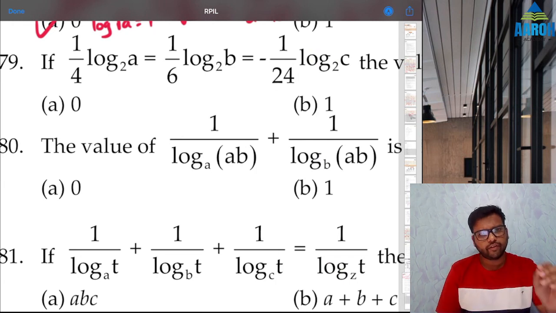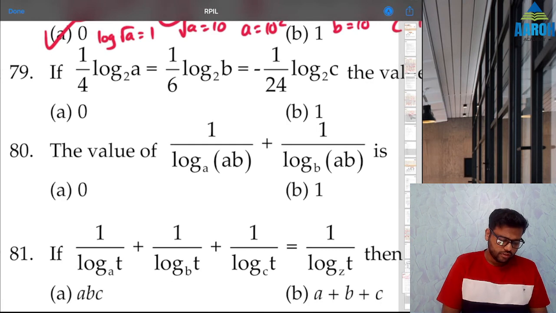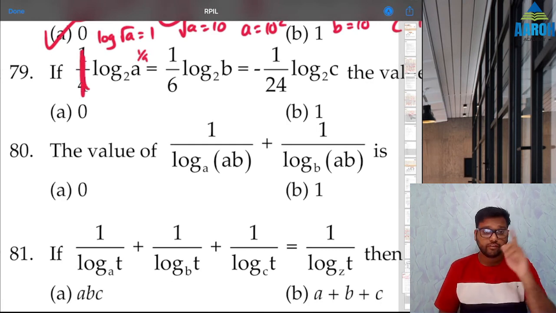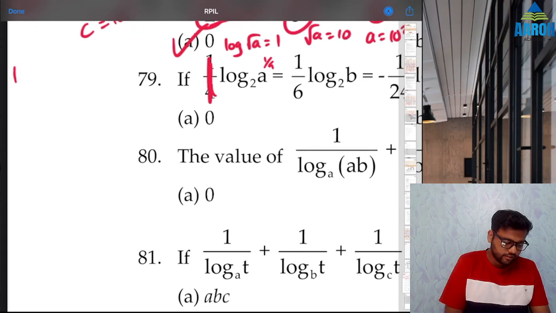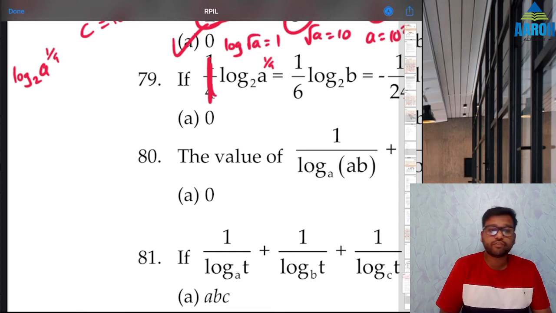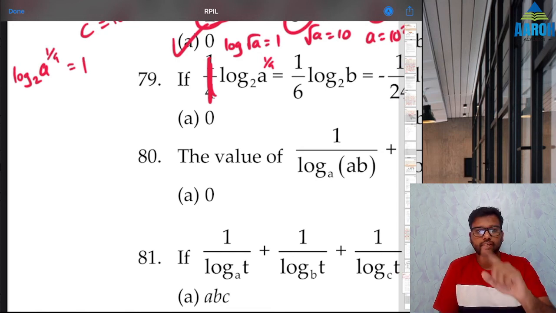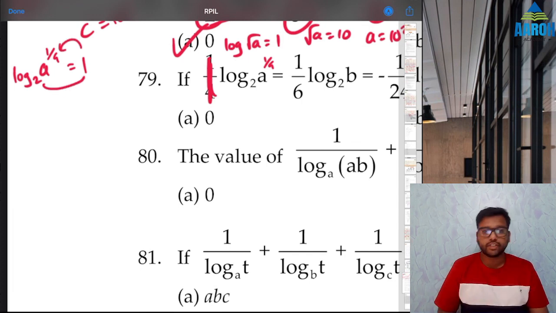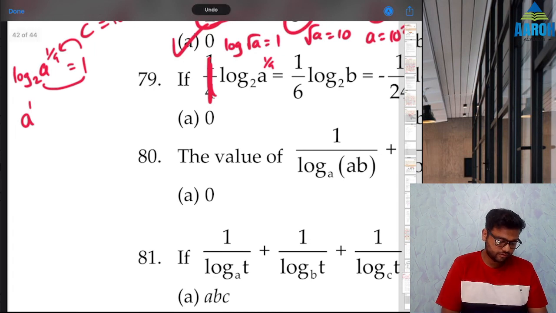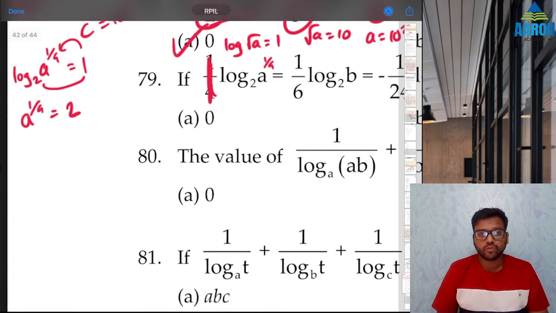Let's assume everything is 1 again. So now this 1/4 can go here, right? We want this to be 1. Concentrate. I'll explain the logic for the first one, then we can directly write the last two. Log of a raised to 1/4 to the base 2, we are assuming it as 1. Now if we rearrange, 2 raised to 1 is equal to this, right? That means a raised to 1/4 is equal to 2, correct?